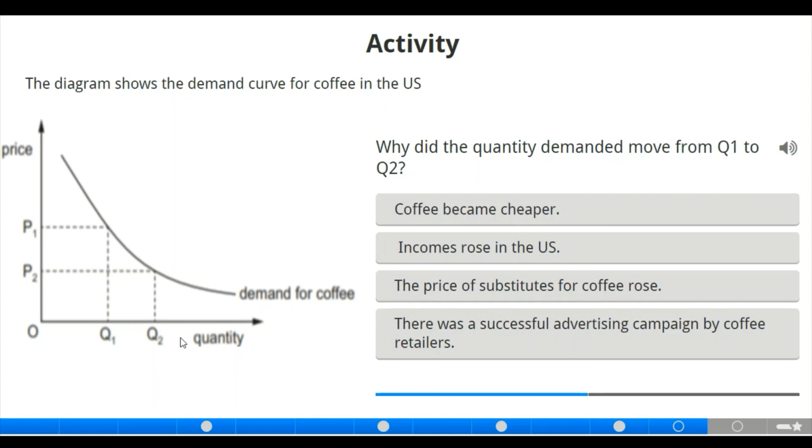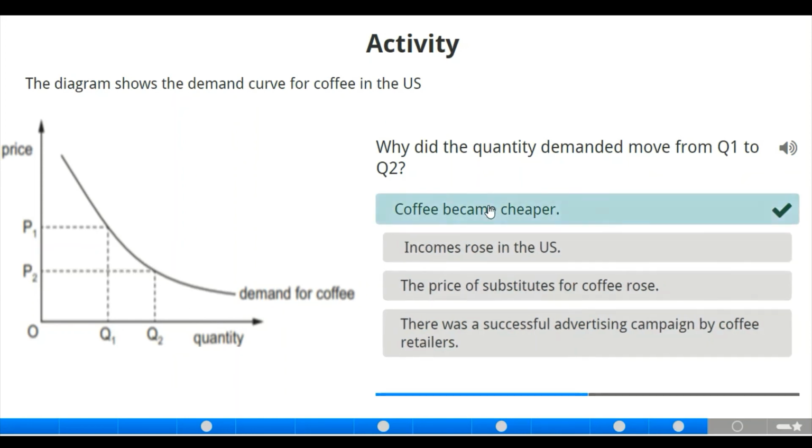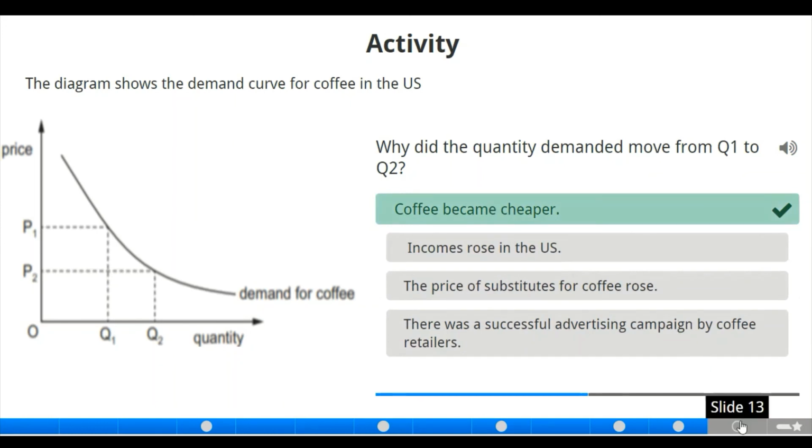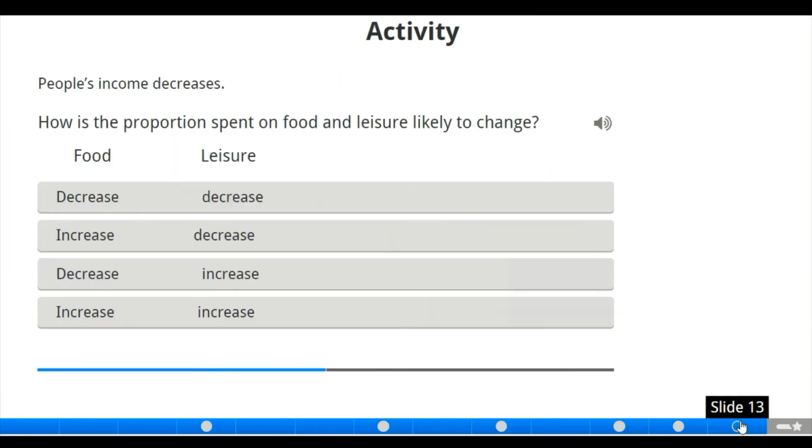Incomes rose in the US. Is that so? If that's so, that means the price is not supposed to change. The price of a substitute for coffee rose. No, that's not the answer. Coffee became cheaper because, as you can see, the price goes down from P1 to P2. That is why we have the movement from Q1 to Q2. Wow, that's amazing.